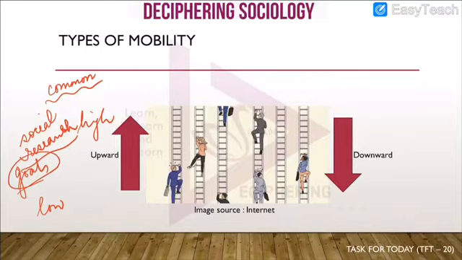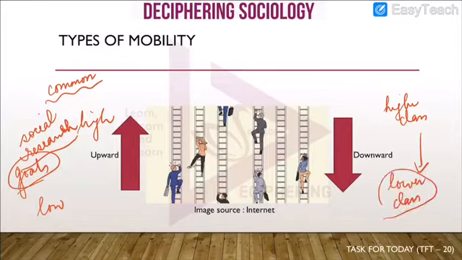But let's say a family belonged to a higher class, but because of certain adversities, they lost their money or they became bankrupt. So now they have become a lower class group. So this will be a downward mobility movement.